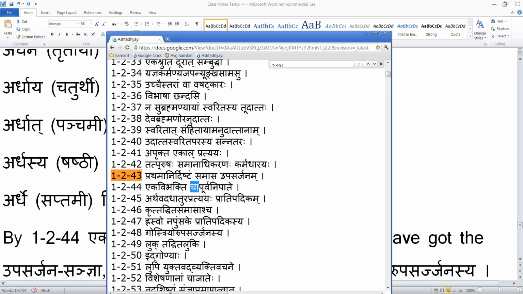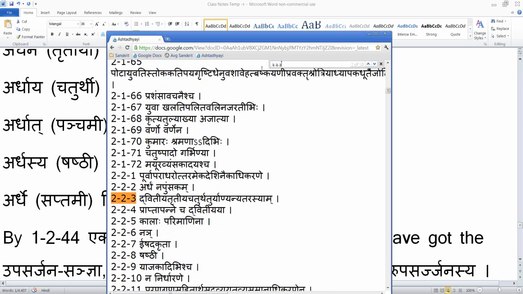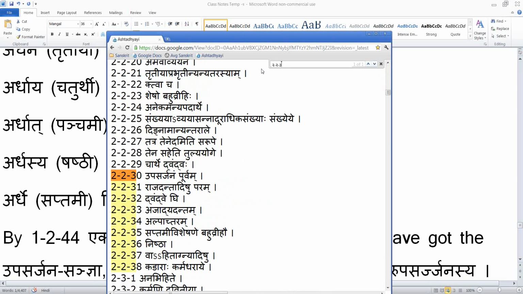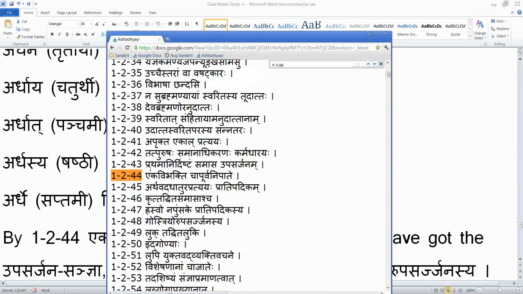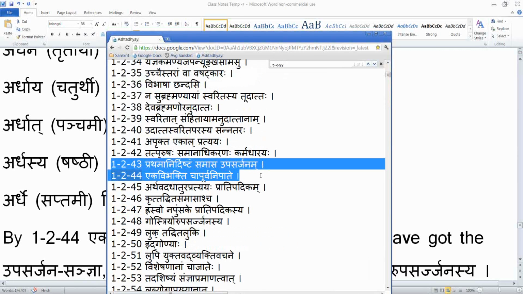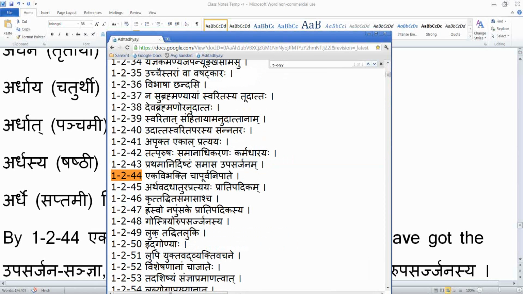That also can qualify for upasajana sanya, but that upasajana sanya which is coming from 1244 cannot invoke 2230. You cannot use 2230, upasajanam purvam, if something got the upasajana sanya by 1244. So one more time, 1243 and 1244 are both giving the sanya upasajanam, but there is a limitation on the upasajana sanya given by 1244: the sanya that comes on the basis of something maintaining a constant vibhakti in the laukika vigraha vakyam cannot be used to make it purvanipata. So basically, this upasajana sanya from 1244 cannot be used to apply 2230.